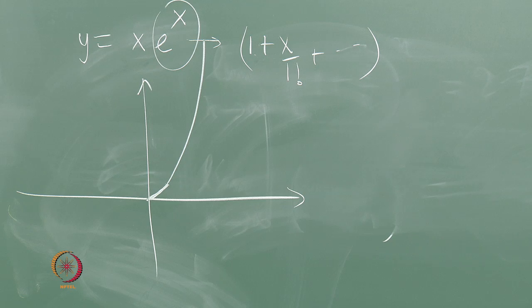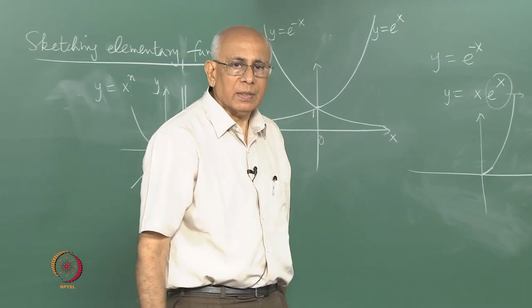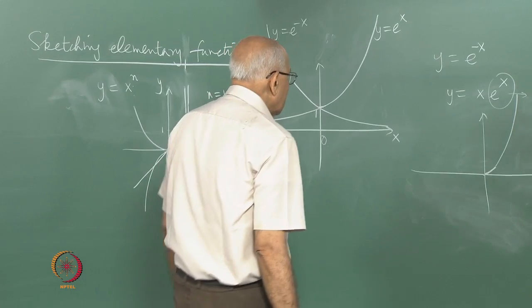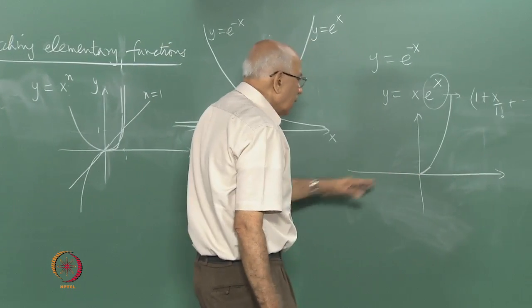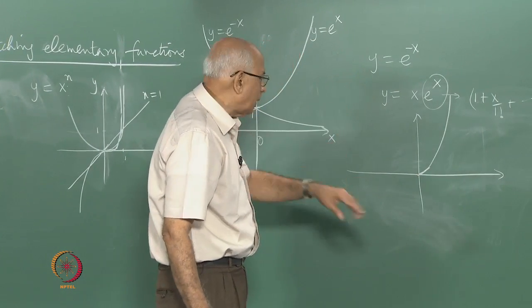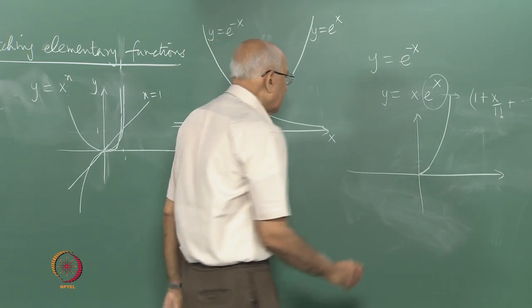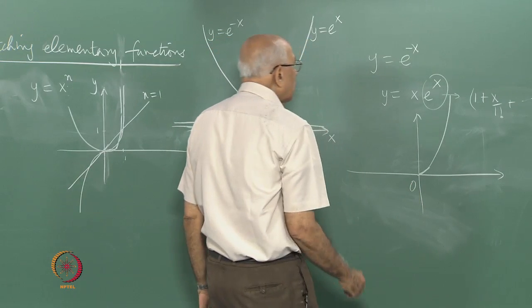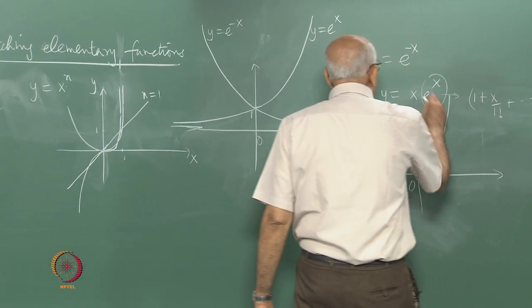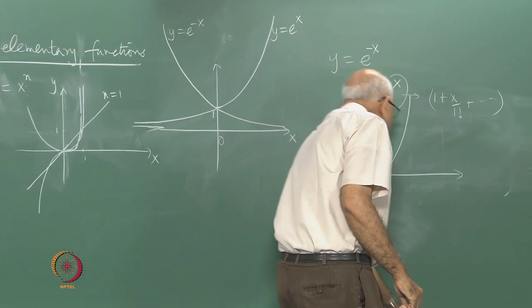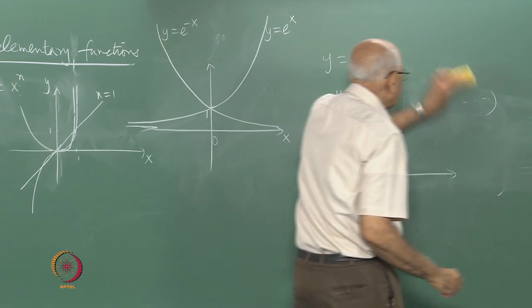Okay. I leave it to you as an exercise to find out what this function does for negative values of x. It has got to have some continuity here, and it does something on this side, and I ask you to find out what it does when x is negative. Let us look at what x squared e to the x looks like. So let us plot x squared e to the x.